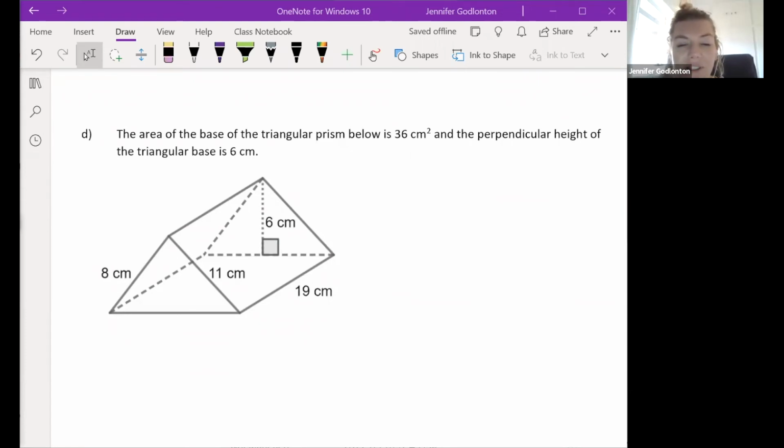I'll just read it one more time. The area of the base of the triangular prism below is 36 centimeters squared, and the perpendicular height of the triangular base is 6 centimeters. What is the volume of this triangular prism? Let's see. Y'all can do this. You wouldn't cry. You would write something down. You would try and fill in what you know.